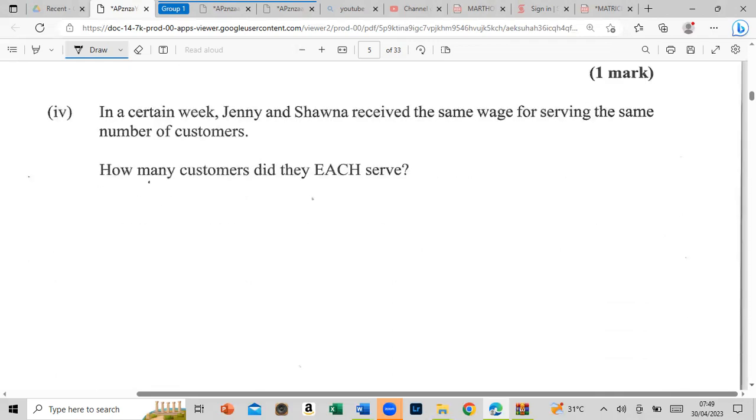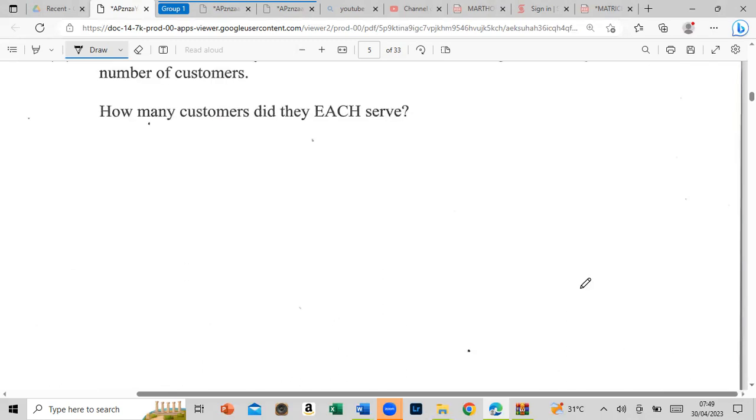All right, let's go. In a certain week, Jenny and Shanna received the same wage for serving the same number of customers. How many customers did each serve? They need to make the same amount, so we're just going to equate them and see how it goes. Both of them get the same money.